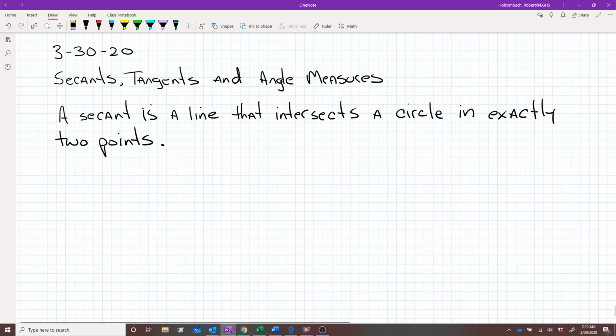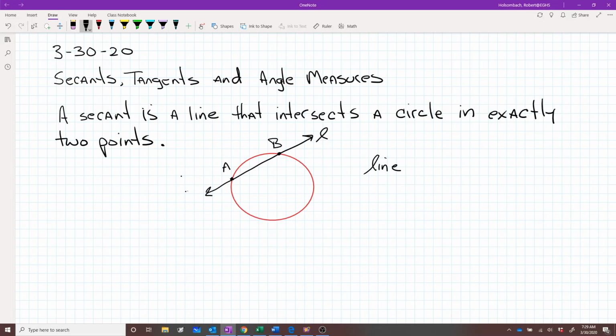So let's draw a diagram of that. So in this circle, if we take a line L, and it intersects the circle at points A and B, then line L is a secant.